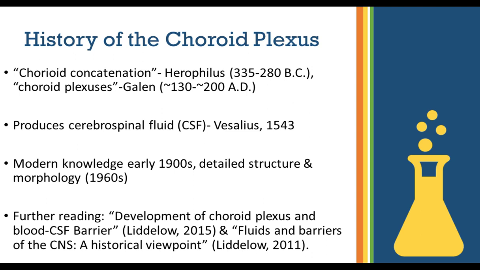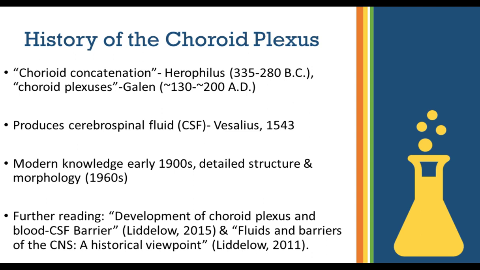So just for a brief history of the background of the choroid plexus, it was first identified by Herophilus way, way, way back then in BC, and he called it a choroid concatenation. Galen later, in like 130 to 200 AD, first gave it its true name of choroid plexuses. It was discovered in 1543 by Vesalius that choroid plexus produces cerebrospinal fluid. But it really wasn't until the early 1900s that you started to get the detailed structure and morphology. You know, with increased scientific technology and microscopes, we were able to really see more about the structure and how it's set up in the brain.